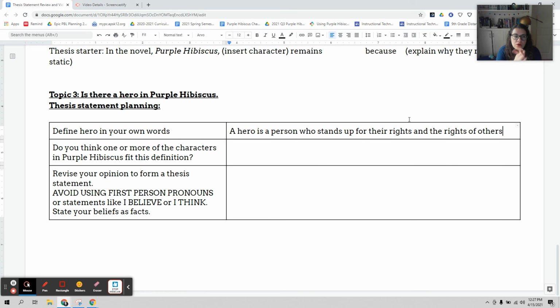All right. Do you think one or more of the characters in Purple Hibiscus fit this definition? I do think this would be a silly essay to write if you don't think there's a hero, but not saying that you couldn't. So I'm going to go with the idea that there is a hero. And I'm going to say Kambili is the hero in the book. So I'm just going to type here, yes, Kambili. All right. Revise your opinion to form a thesis statement.